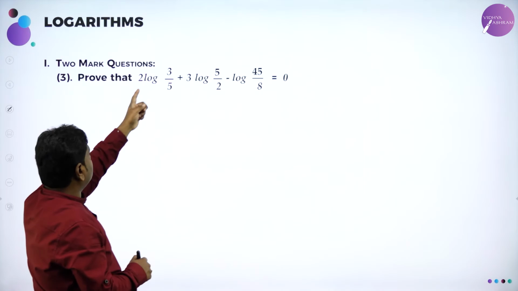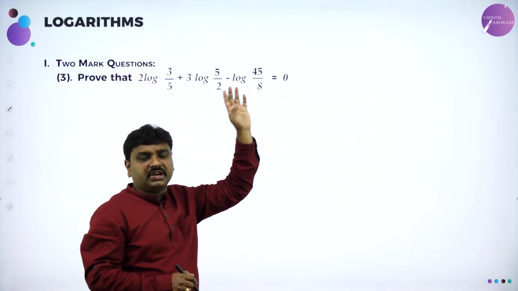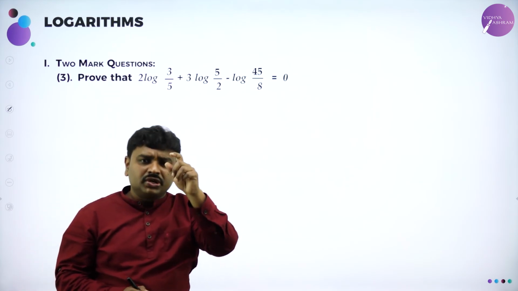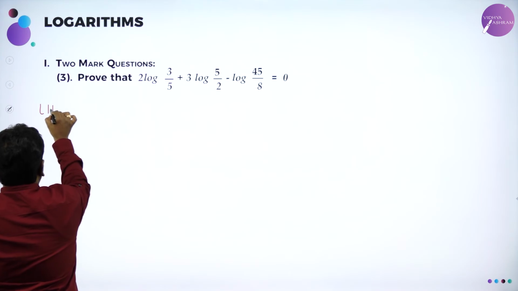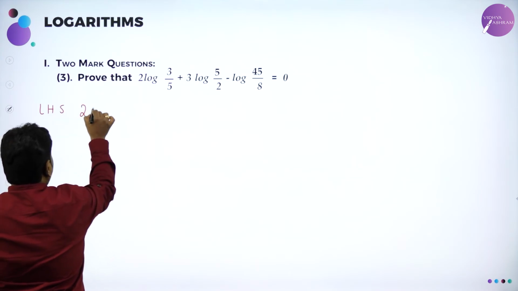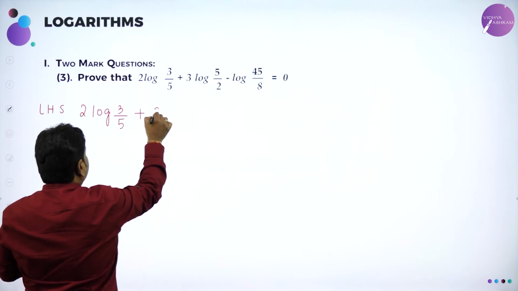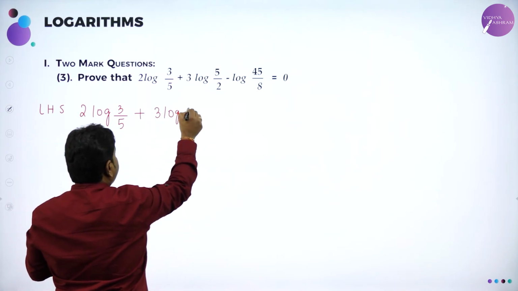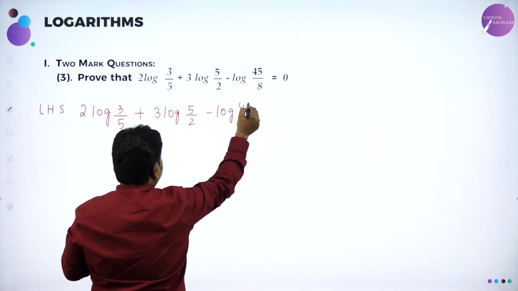Next, prove that 2 log 3 by 5 plus 3 log 5 by 2 minus log 45 by 8 equals 0. Again take LHS, use the formula, simplify and get the answer. So I'll take LHS. What is LHS? 2 log 3 by 5 plus 3 log 5 by 2 minus log 45 by 8.